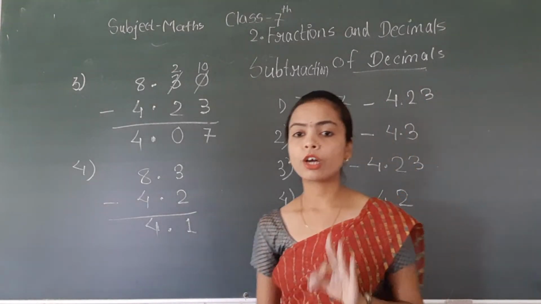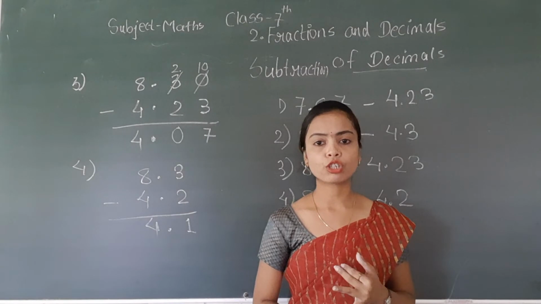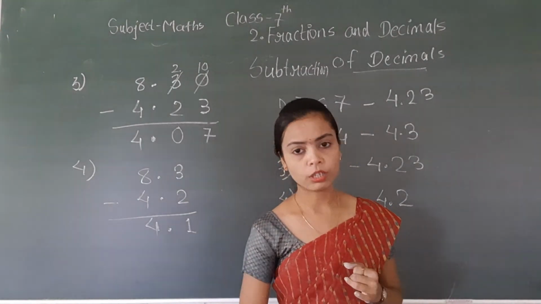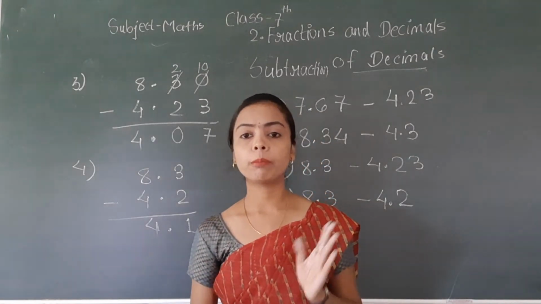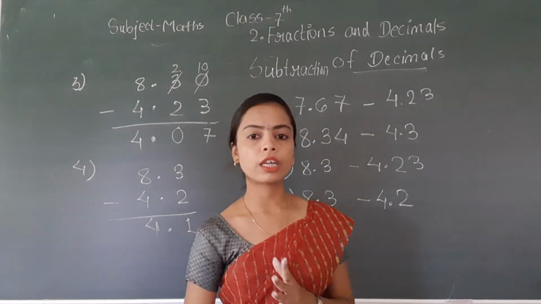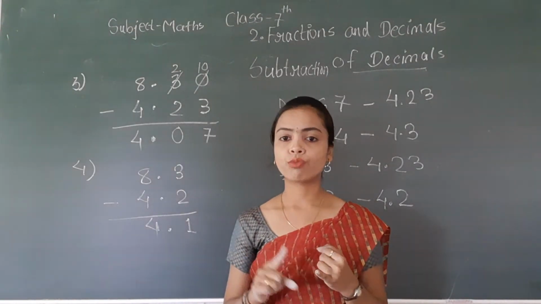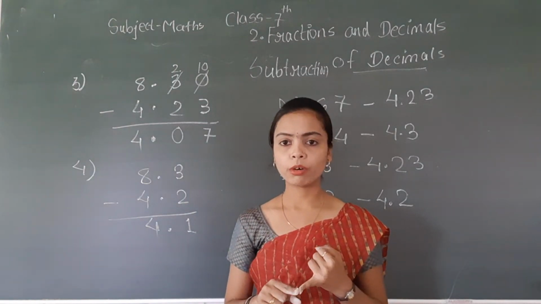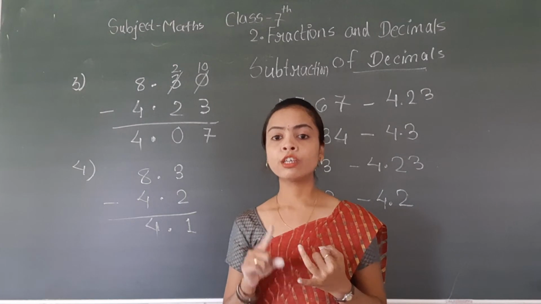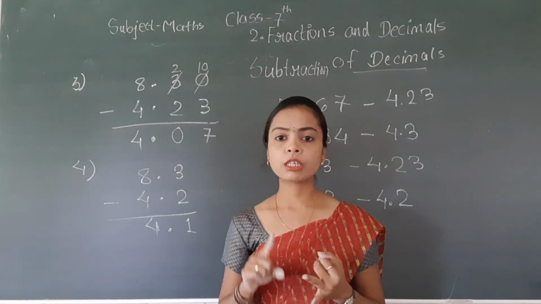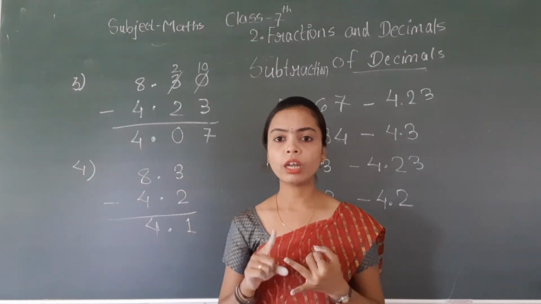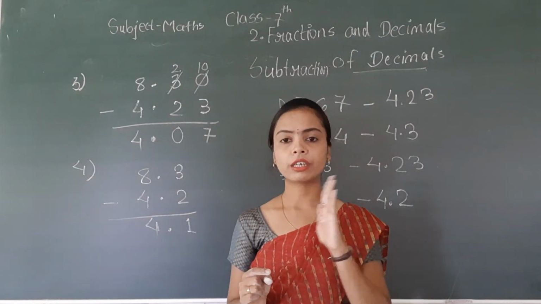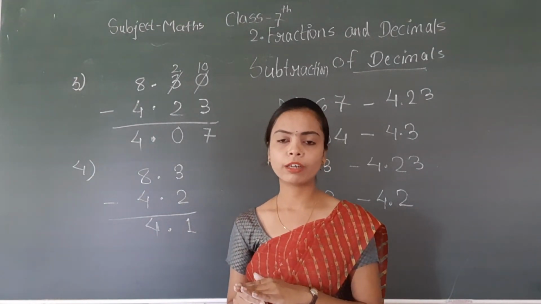So what are the steps for addition and subtraction of decimal numbers? If you have to add two decimal numbers, arrange them properly. How to arrange? First write your first decimal number. After that put the decimal point below the decimal point, and then write the left part of the second number and after that write the right part of that number.